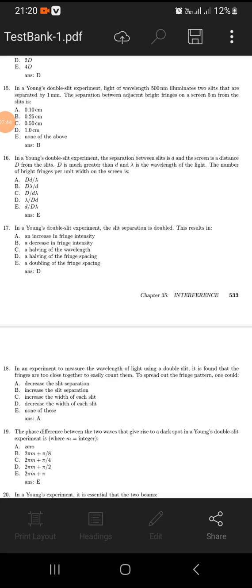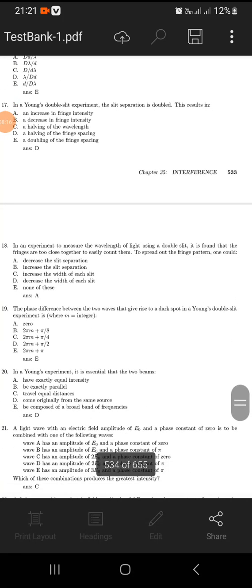In a Young's double slit experiment, the separation between the slits is d and the screen is a distance D from the slits. D is much greater than d, and lambda is the wavelength of the light. The number of bright fringes per unit width on the screen is E, d divided by D times lambda.